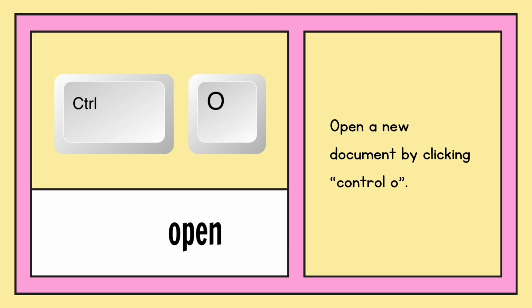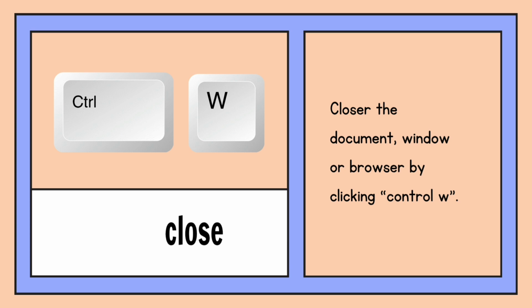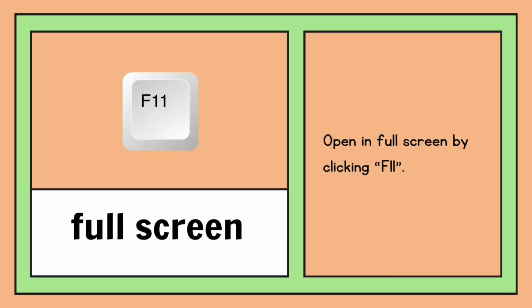Ctrl plus O, open. Open a new document by clicking Ctrl O. Ctrl plus W, close. Close the document window or browser by clicking Ctrl W. F11, full screen. Open in full screen by clicking F11.